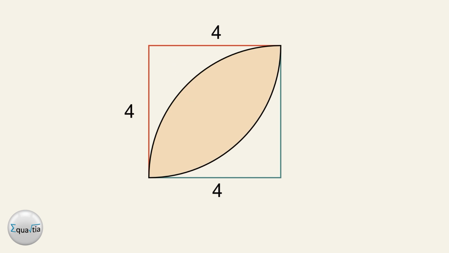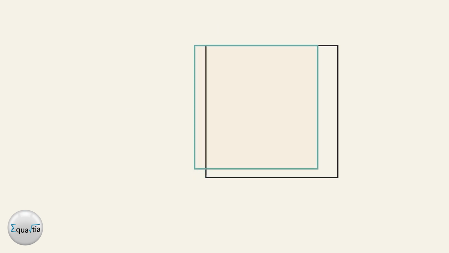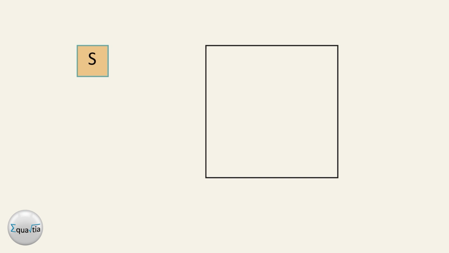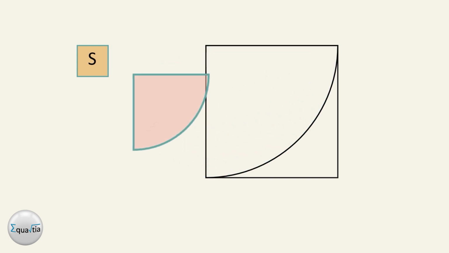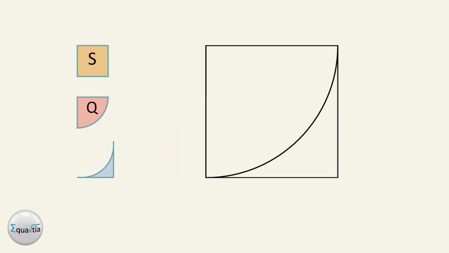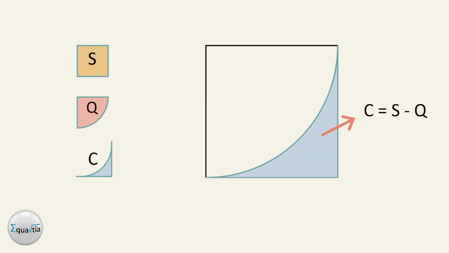We will use a simple subtraction idea. Let S be the area of the square. Let Q be the area of 1 quarter circle. Let C be the corner region outside the quarter circle but inside the square. So C equals S minus Q.